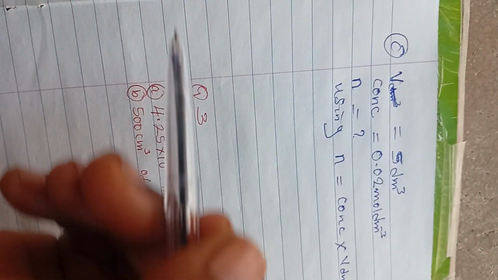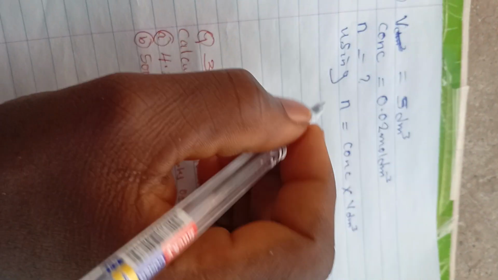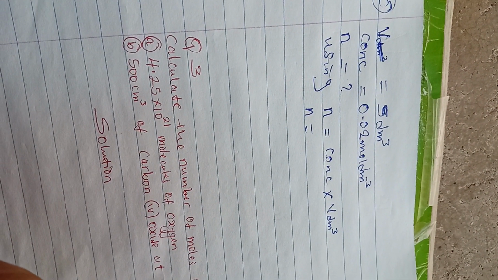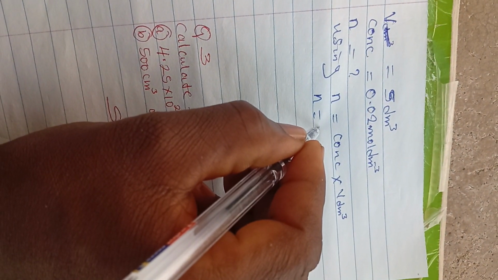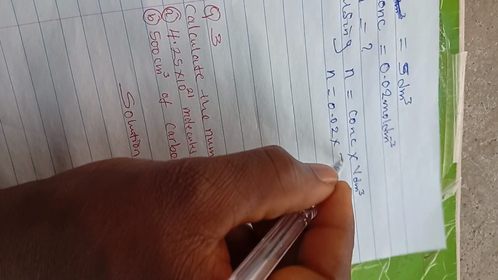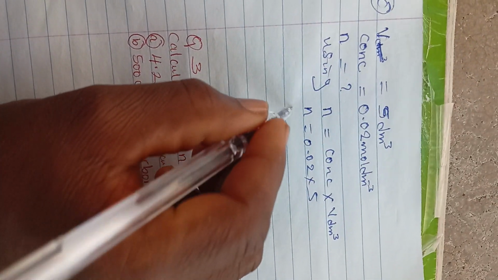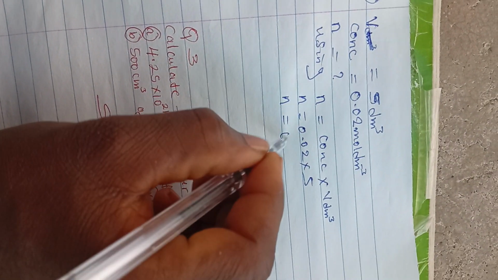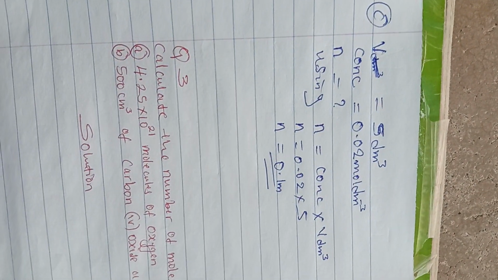I told you from our B part, we don't need to divide by 1000 when it is in dm cube. Here our number of moles is going to be equal to, what is our concentration? Our concentration is 0.02 times 5. Now 0.02 times 5, our number of moles will be equal to 0.1, which is in moles. You see, we are done with this particular question.